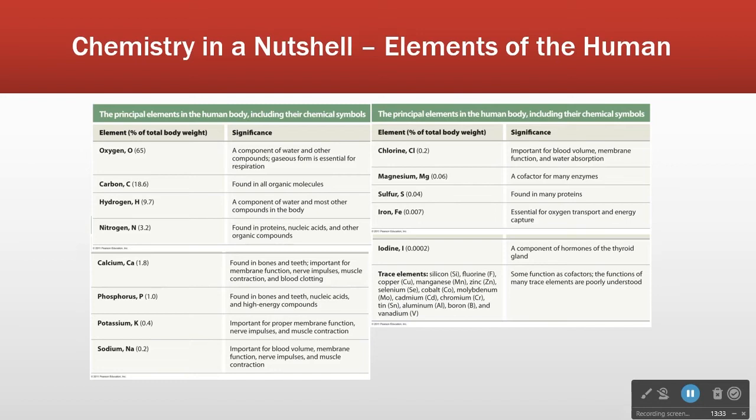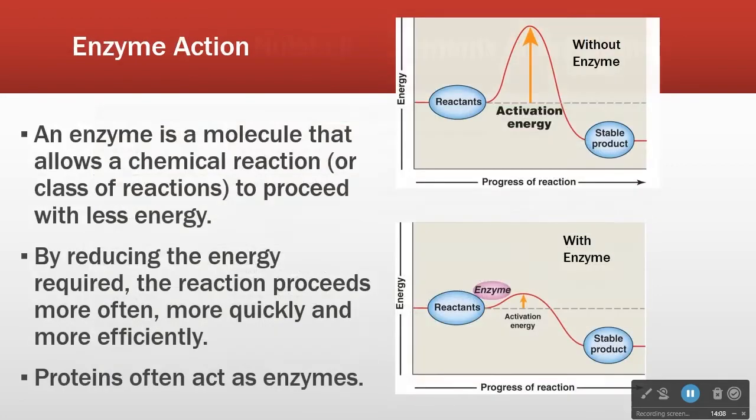And then we get into our trace elements, like magnesium, sulfur, iron, iodine, and so on. Very small amounts. All of the heavy metals are important in certain reactions in the body. Iron is critical for the delivery of oxygen, for the transport of oxygen. Iron is also critical for the capture of energy, so the utilization of ATP and so on. So that is what we are made of.